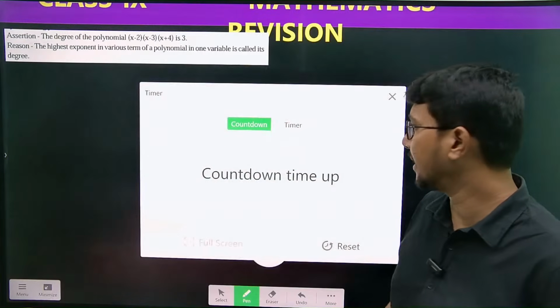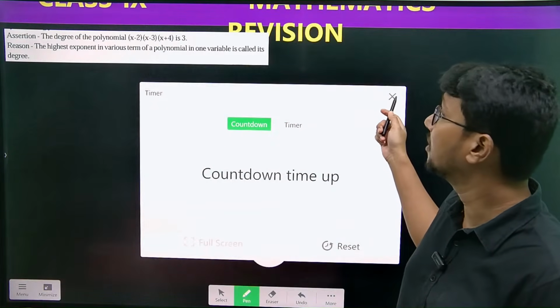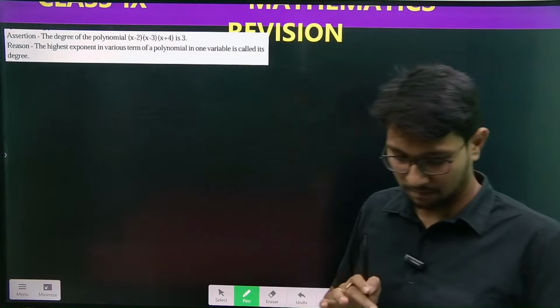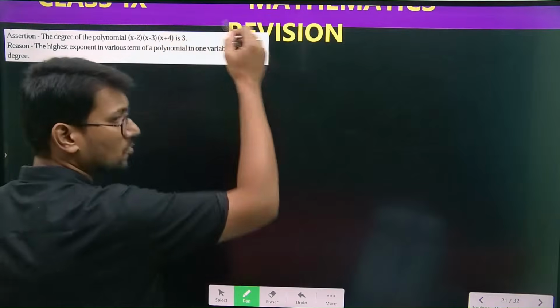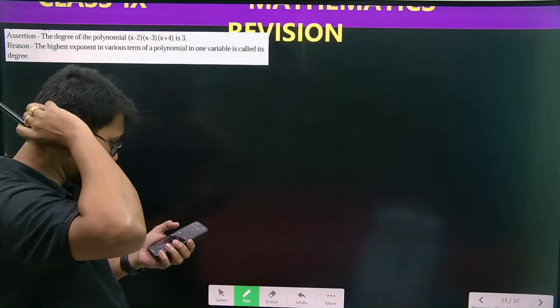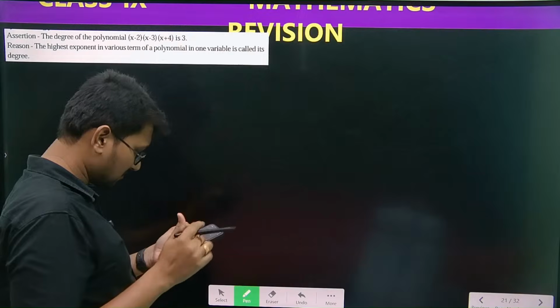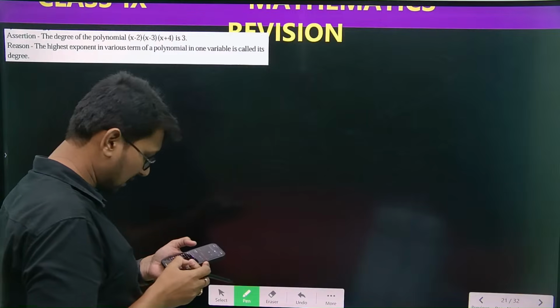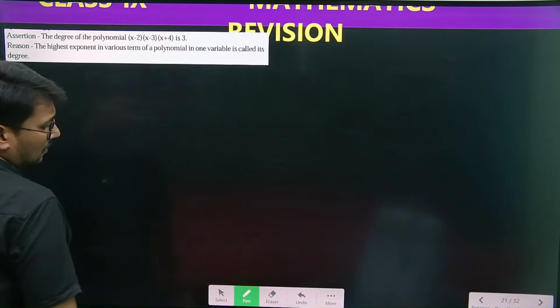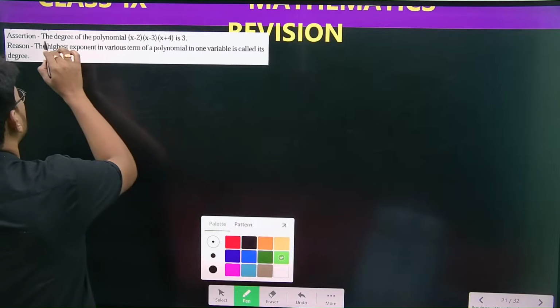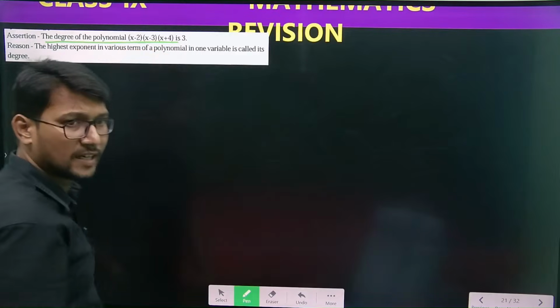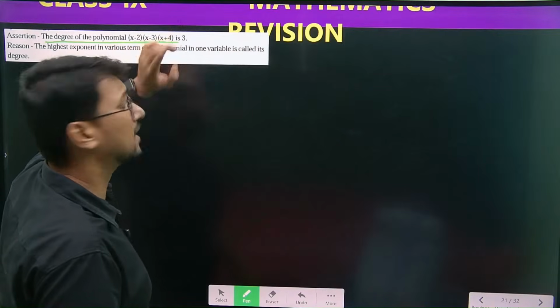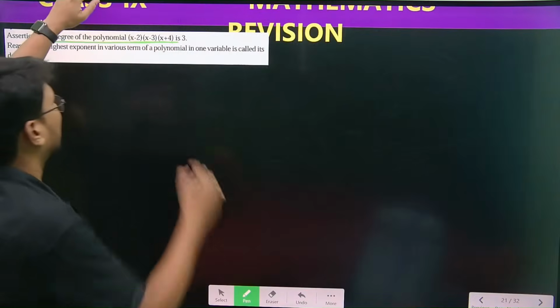Okay, what about others? The time is already over, so I have to solve. But before that, option A means assertion is true and reason is correctly explaining, right? Someone is saying A is false, R is true. Let me check. Check, children. Now, the question is the degree of this polynomial. What is degree? The highest power of the polynomial. But this is only multiplied. For simplifying, we have to multiply it.